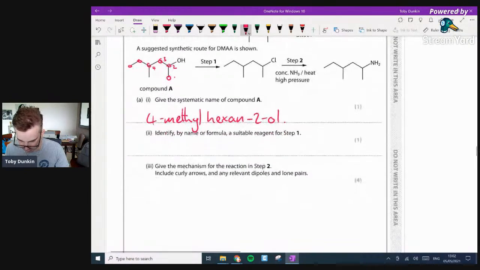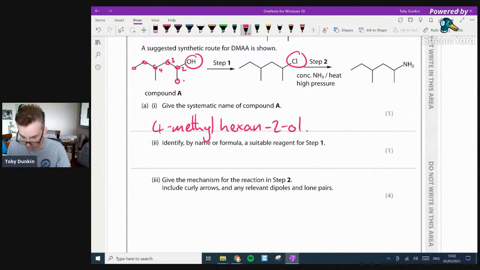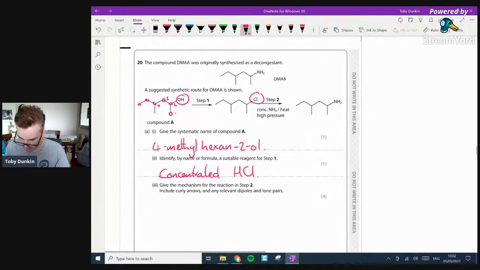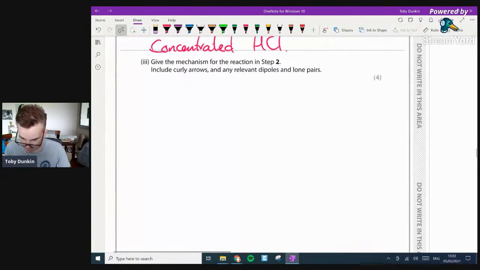Hexan-2-ol. Done. Identify the name or formula of a suitable reagent for step number 1. We want to turn an ol into a chlorine: concentrated HCl. Next, give the mechanism for step number 2. Nucleophilic substitution with ammonia. Love it.